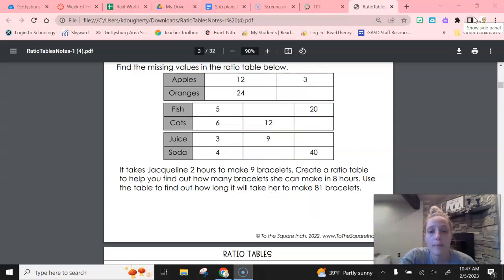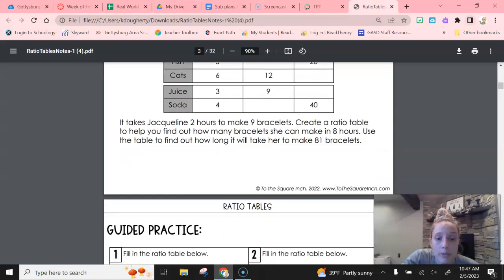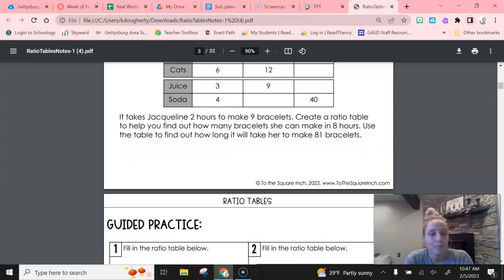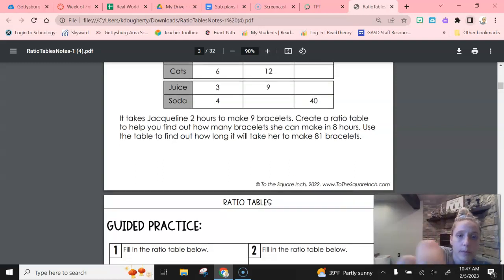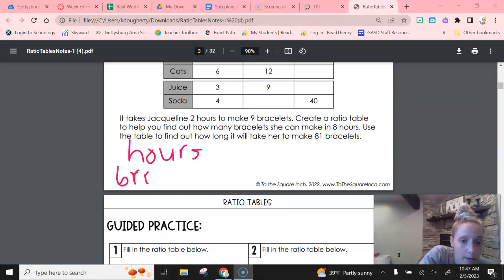Okay, one more together. This one's a word problem. Do not let a word problem freak you out. It says it takes Jacqueline 2 hours to make 9 bracelets. What two things are we comparing? You should say we're comparing hours to bracelets. I'm going to write that. Oops, let me get my blue out. There we go. Hours to bracelets. This thing does not like me.